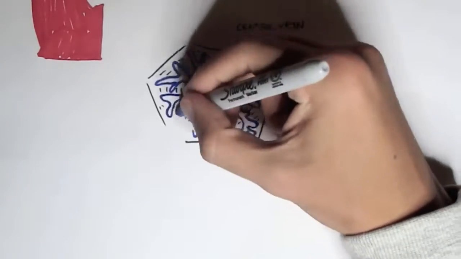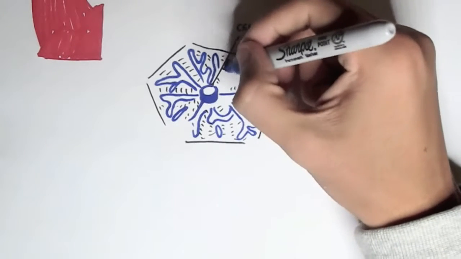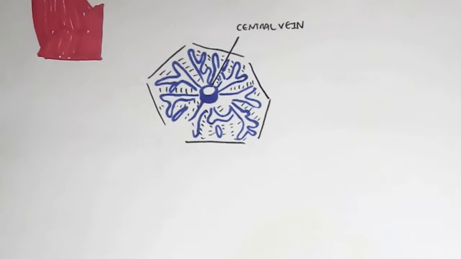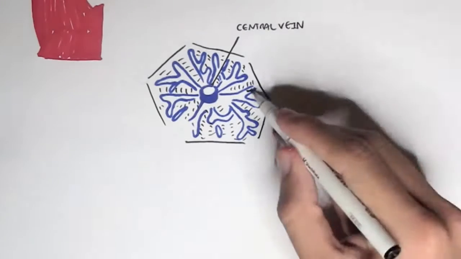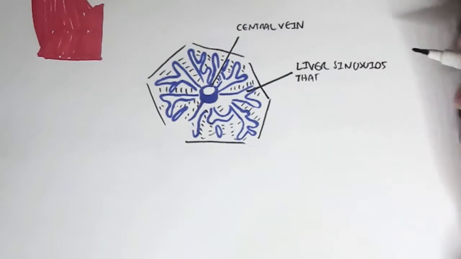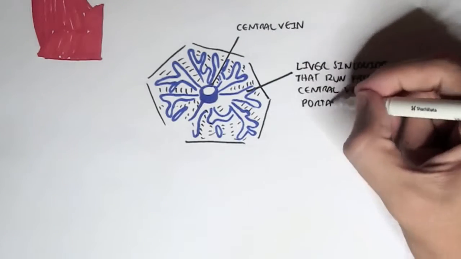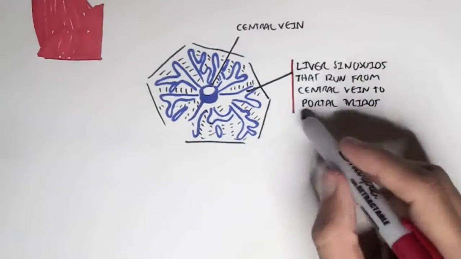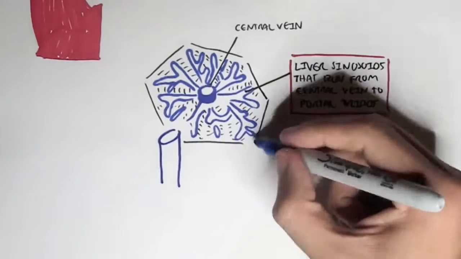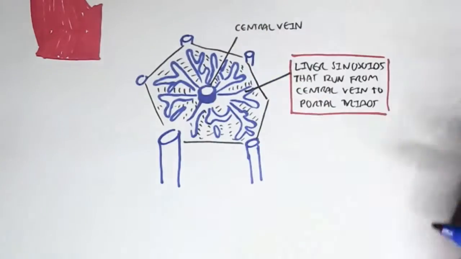In the center of the lobule, we have the central vein, which essentially connects to the hepatic vein, which leaves the liver towards the heart. And all these blue things coming out of the hepatic vein are the liver sinusoids. And they run from the central vein into the portal triads, so they connect with the portal triads.